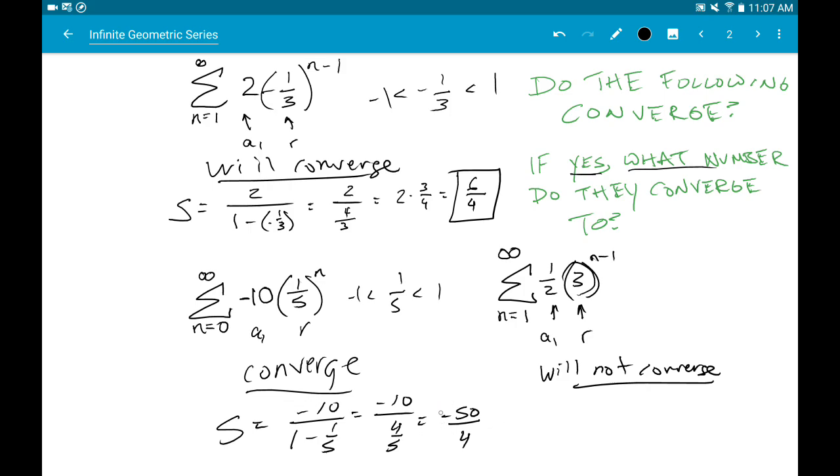And again, why is it negative? Well, in this case, we'd be adding the sum of a bunch of negative numbers. This one does not converge, so we have nowhere to go.